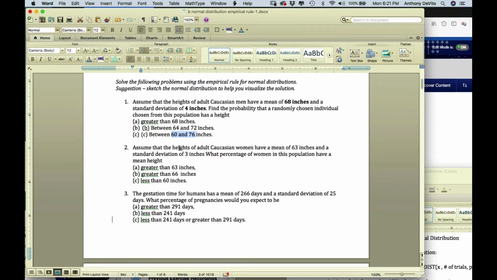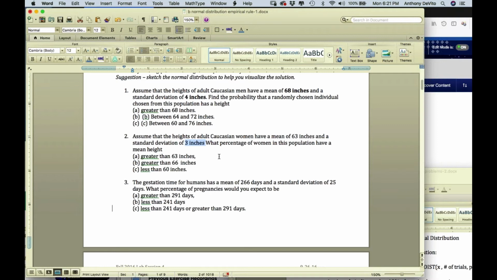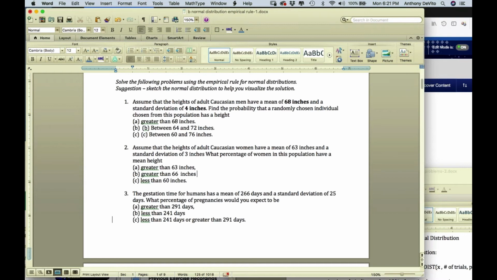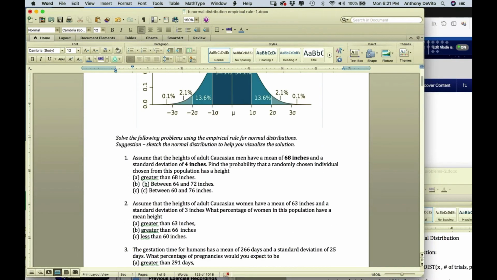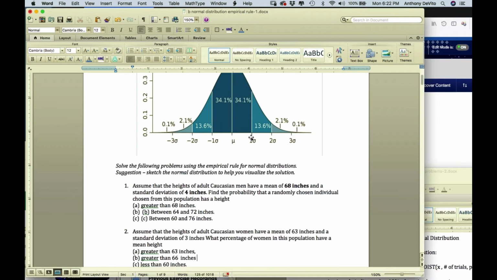Okay, so let's try the next one. Assume that the heights of adult Caucasian women have a mean of 63 inches and a standard deviation of 3 inches. What percentage of women in this population have a height greater than 63 inches? That's an easy one, right? Bingo. How about greater than 66 inches? There's a little bit of a curve there, right? So the mean is 63 inches, the standard deviation is 3, and we want to know what percentage is above one standard deviation.